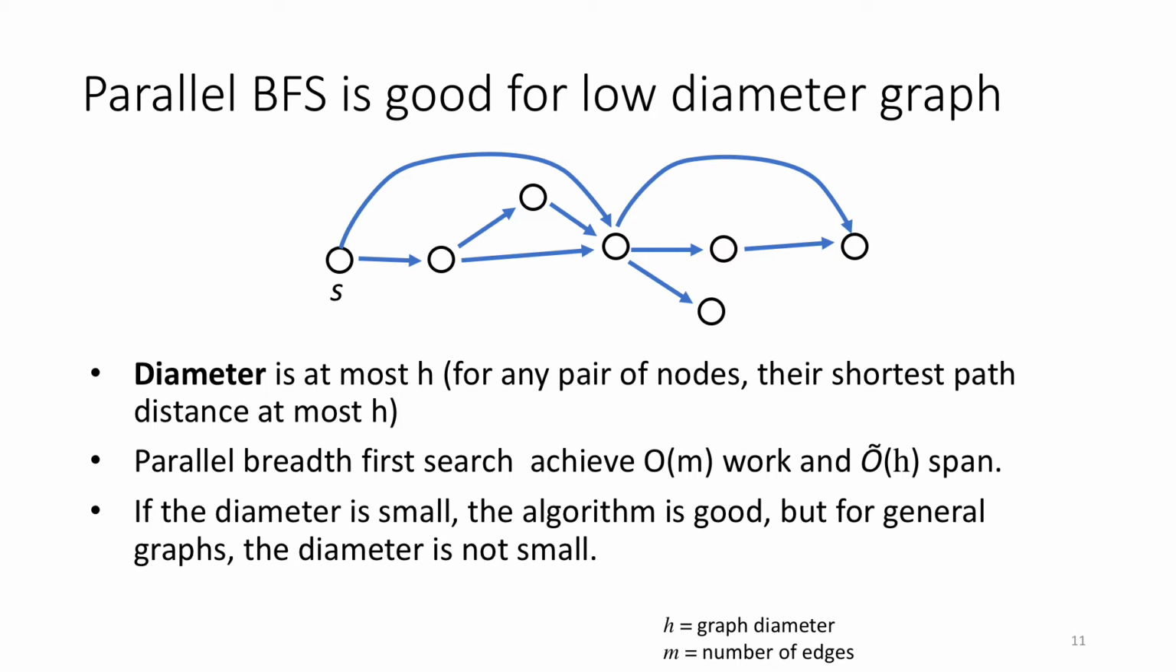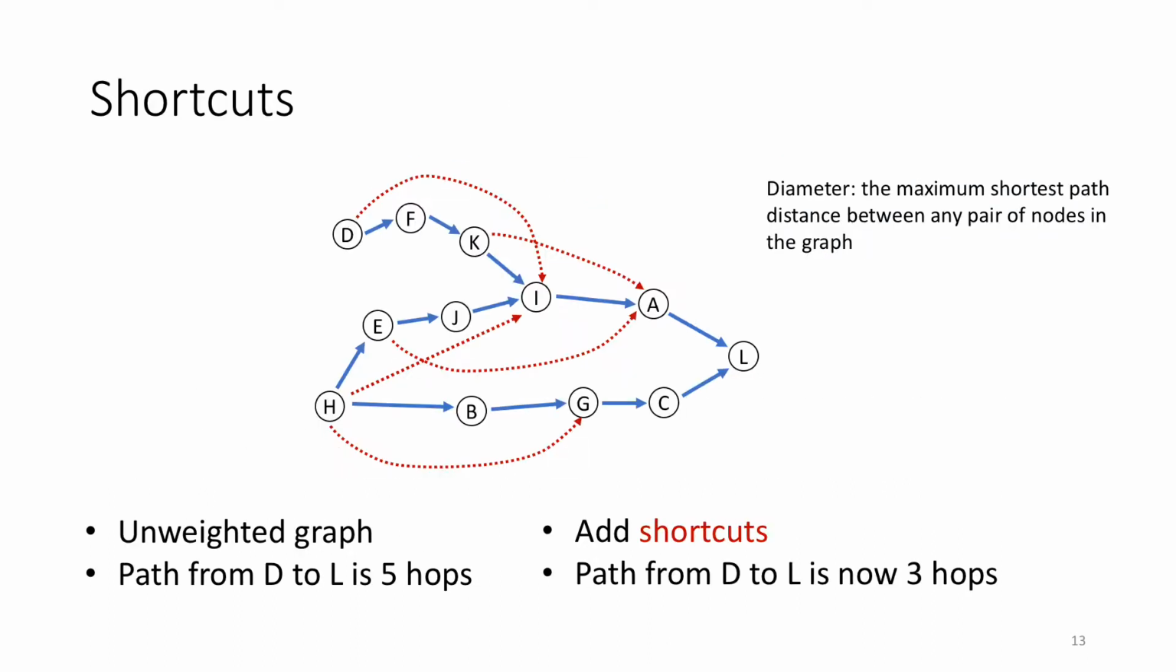In more detail, given a graph with diameter at most h, here diameter at most h implies the maximum shortest path distance in the graph is at most h. In this example graph, the diameter is 2. Then parallel BFS can achieve order m work and order h span. Here, if the diameter h is small, then we have a good parallel algorithm. However, the problem is that for a general graph, the diameter is not that small.